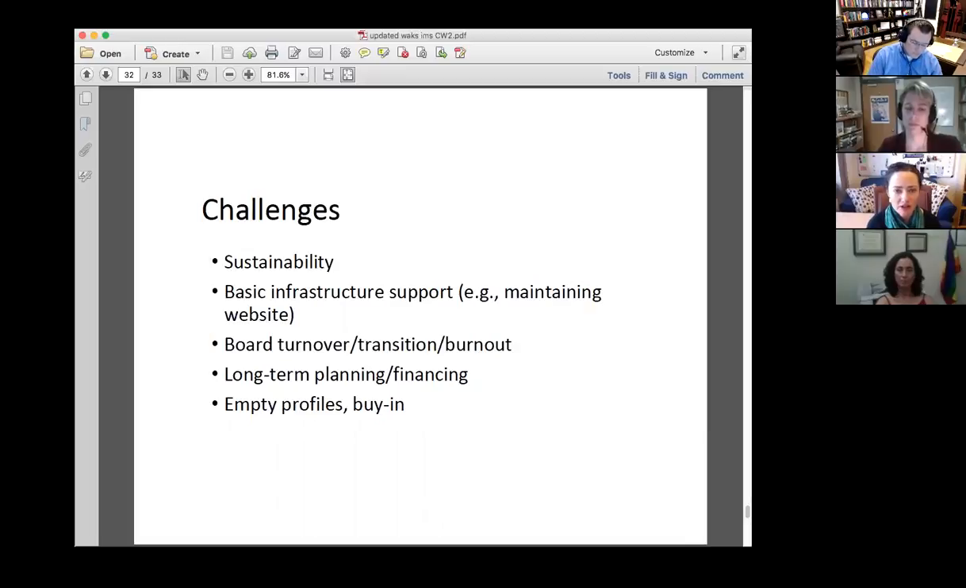We are very excited that we think we have an NSF grant pending, but even that will only carry us through the next couple of years. And so beyond that, it's a real question of what kind of long-term financial sustainability we would have.